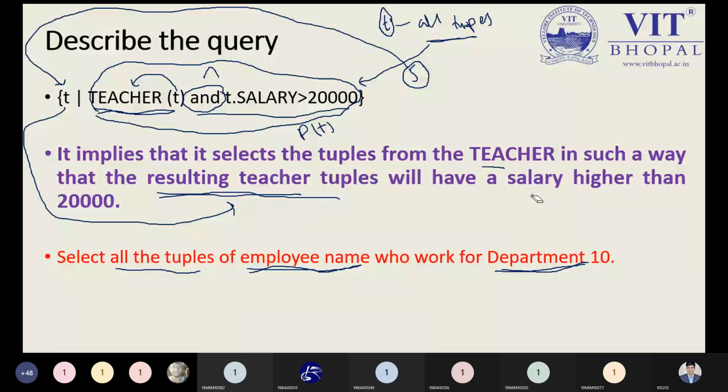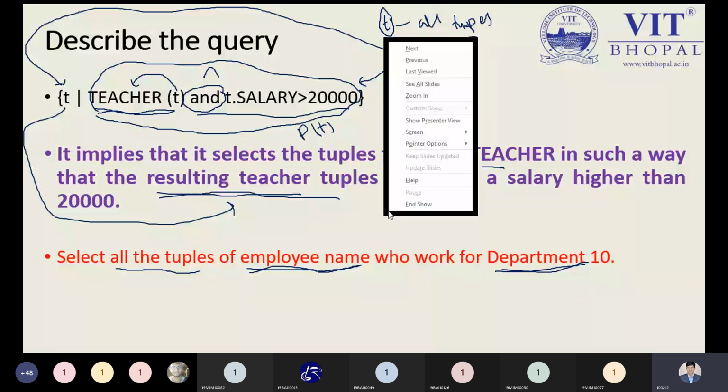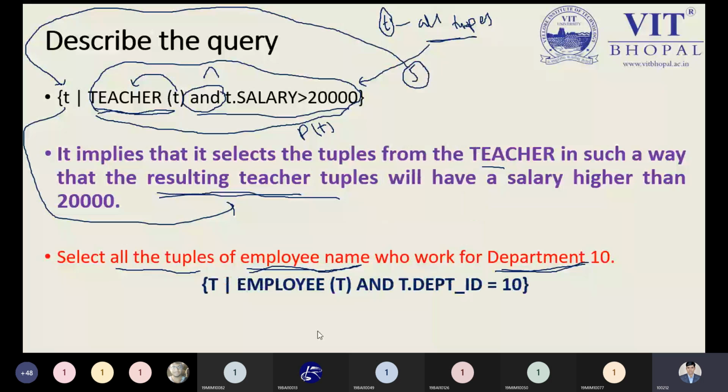So see, this is the point. Tell me any doubt in this answer I have shared over here. T is basically a tuple variable. You can use any other variable like E, so there is no issue. Instead of T, you can use small e, and here you can use small e. There is no issue, it is also a tuple variable. Any doubt in this answer I have shared over here?